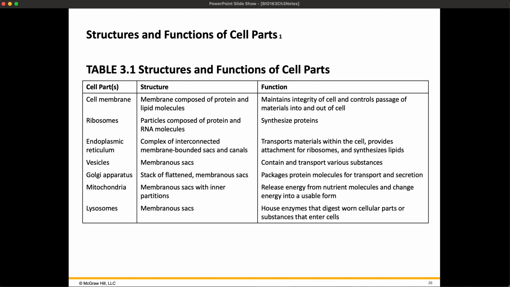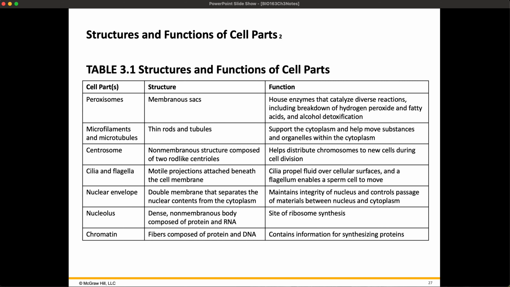And in this next couple of tables, they just kind of go through what I just said. It has the cell part, the structure, and then the function. You should definitely be reviewing these tables as a way to help you know what you're looking at. And again, remember the function even for lab, because this is what I'll give you. I'll tell you the function of something to help you identify what the structure is.